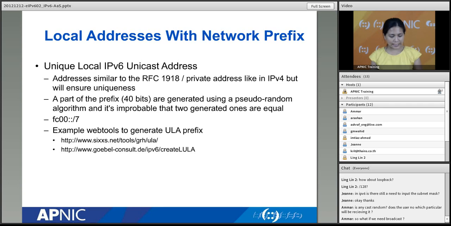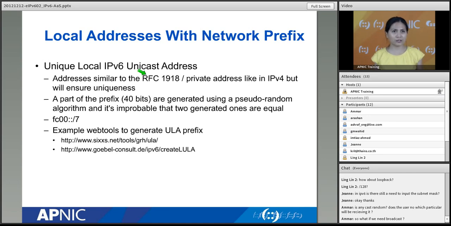The next one is the unique local IPv6 unicast address. We also just call this a unique local address or a ULA. As I've mentioned earlier, this will be unique all throughout the internet. There is a way in which it can generate pseudo-random numbers based on an algorithm such that it will be unique. So anything that starts with FC00/7 belongs to a unique local address.